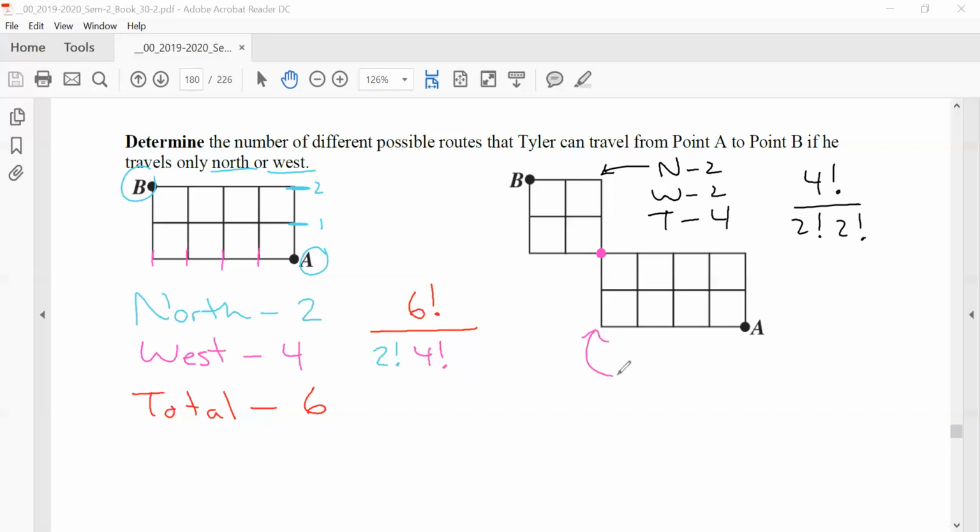This one here. Well, I'm able to go north twice again. This time I'm able to go west 1, 2, 3, 4 times. So total is 6. So this is 6 factorial over 2 factorial, 4 factorial. Now, what am I going to do with these 2 things? Well, to get to this choke point right here, I get there and I keep going. Well, the word and means multiply in math. So guess what I'm going to do? I'm going to take these 2 answers and I'm going to multiply them together.